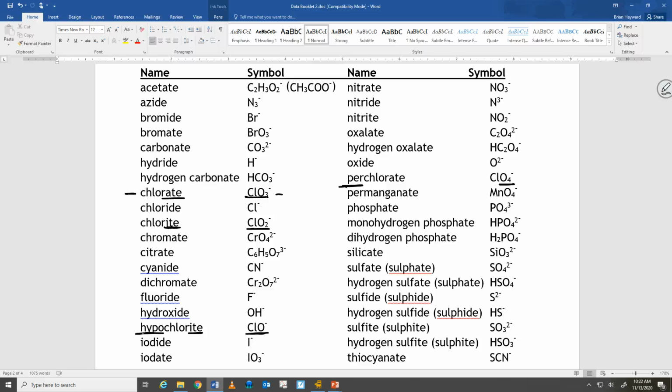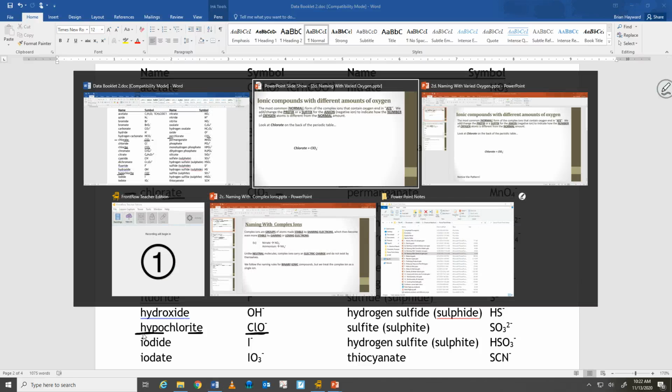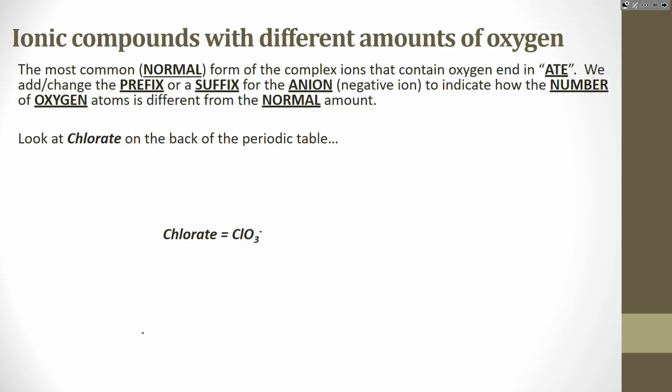So let's put this together into our notes so you can see a little bit better how this pattern goes. So chlorate is our normal. So imagine you take this and you make it the normal amount. So there's your normal. Now if we go up, so we plus 1 oxygen, we get perchlorate. And that would look like this, ClO4 with a 1-. So to go 1 oxygen more, we add the prefix per.